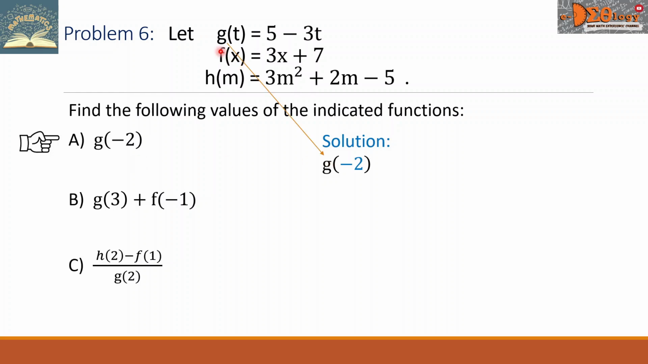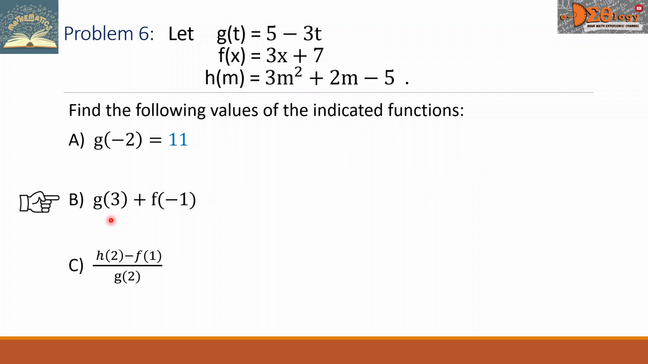Note that we have a function g of t. So we will evaluate this function with regard to negative 2. So the 5 minus 3t, now 5 minus 3 times negative 2. Then we simplify negative 3 times negative 2. We get positive 6. 5 plus 6 is 11. This is the answer.